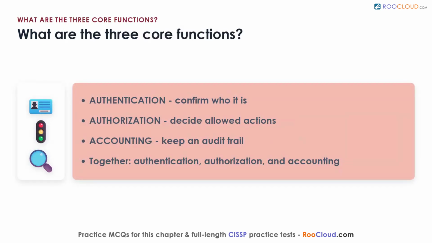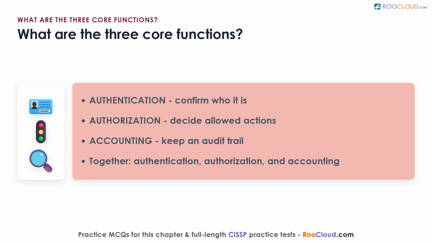So what are the 3 core functions of identity and access management? They form a model you will see everywhere. First, authentication confirms that a user, service, or agent is who it claims to be. Second, authorization decides which actions that entity is allowed to take. Third, accounting keeps an audit trail of what actually happened. Together, these 3 are known as authentication, authorization, and accounting.